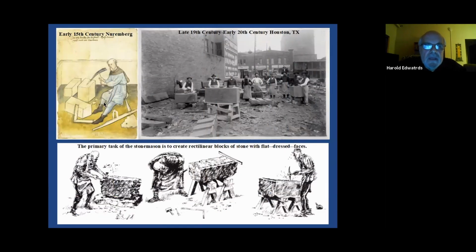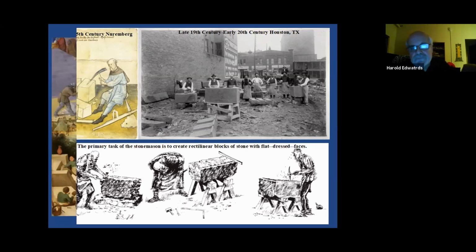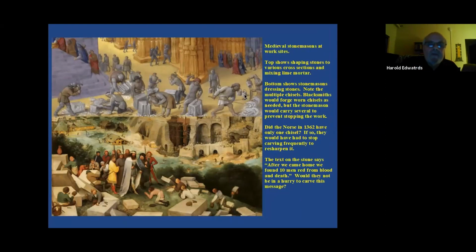Stonemasons in the Middle Ages and stonemasons in the 19th century, and even today, do pretty much the same thing. They take blocks of rock, they fashion them into rectilinear blocks with flat dressed faces. So what you're seeing, this is an illustration from Nuremberg, and this is from Texas in the 19th century. Stonemasons at work in the Middle Ages. Here we show a stonemason mixing lime mortar and other stonemasons fashioning stone shapes for use in a cathedral.